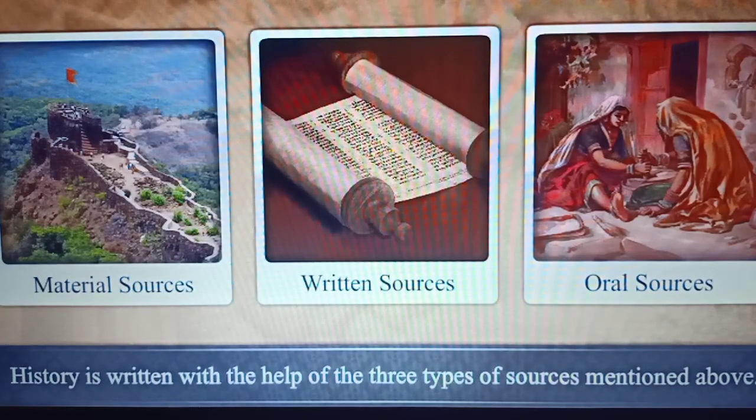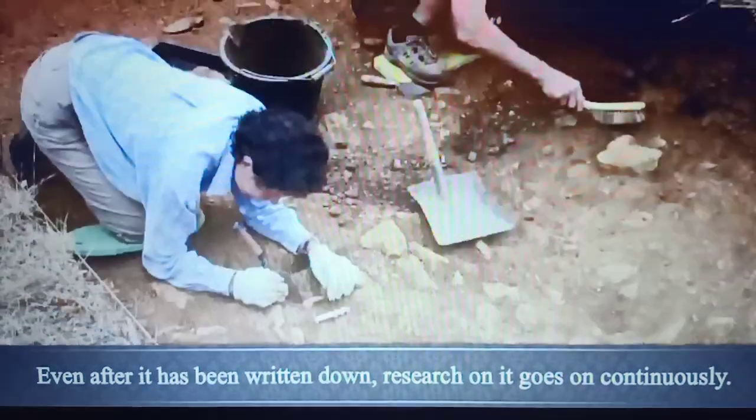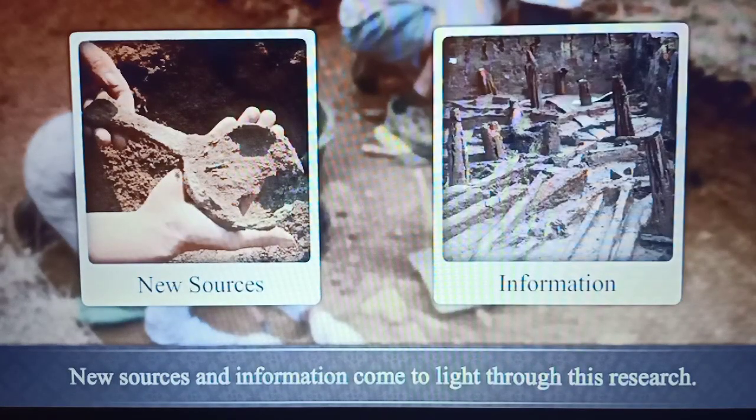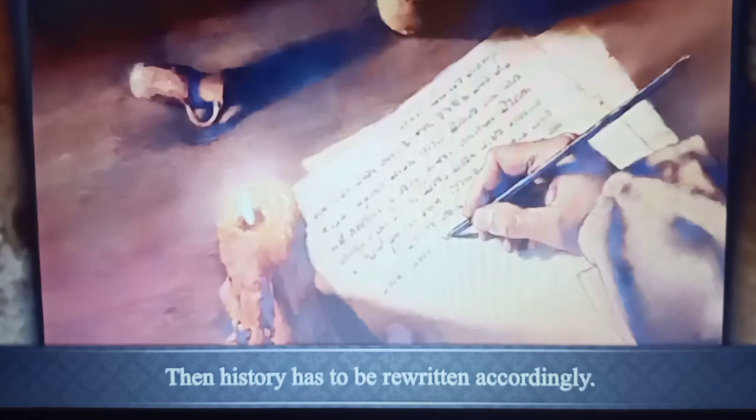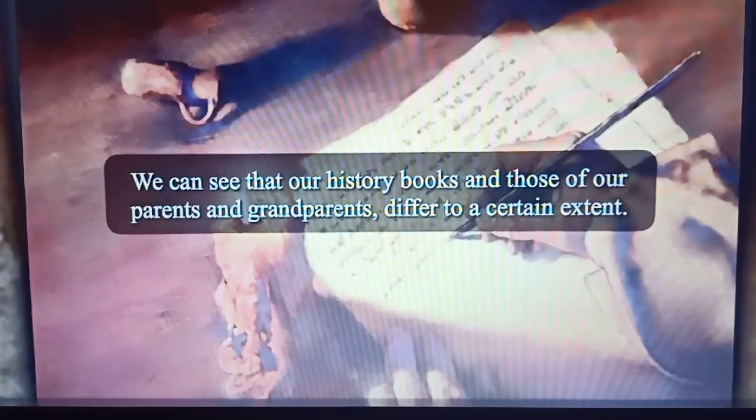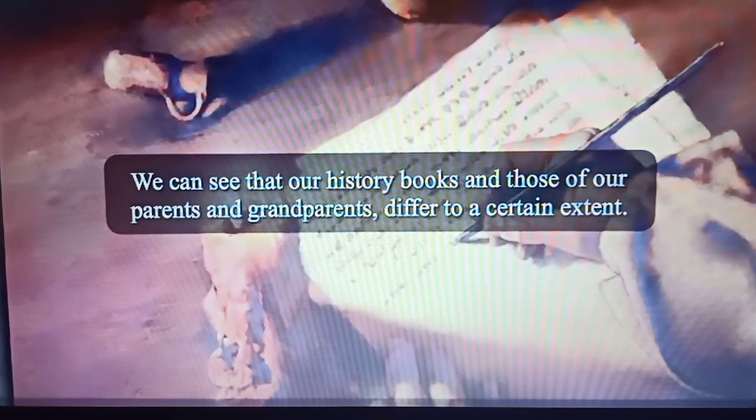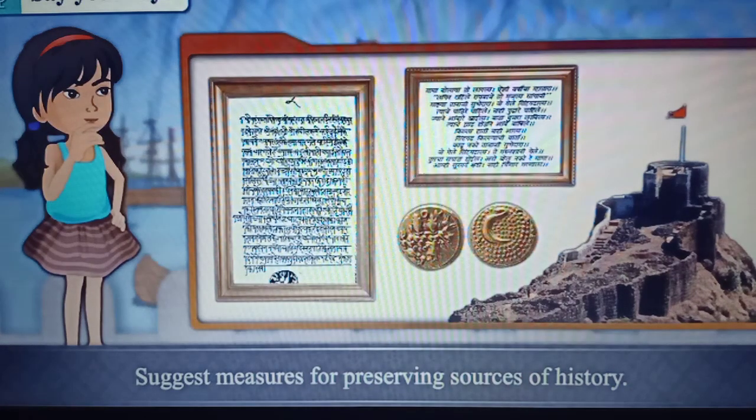Writing history. History is written with the help of the three types of sources mentioned above. Even after it has been written down, research on it goes on continuously. New sources and information come to light through this research. Then, history has to be rewritten accordingly. We can see that our history books and those of our parents and grandparents differ to a certain extent. Say your say. Suggest measures for preserving sources of history.